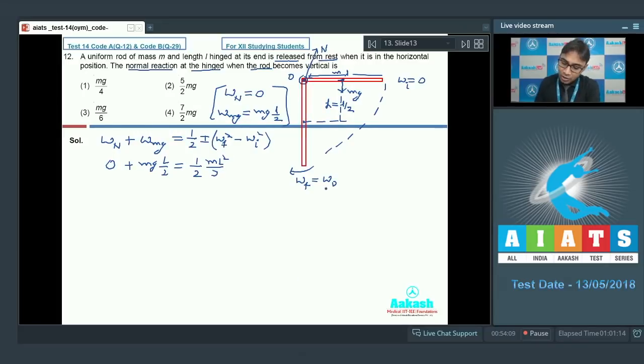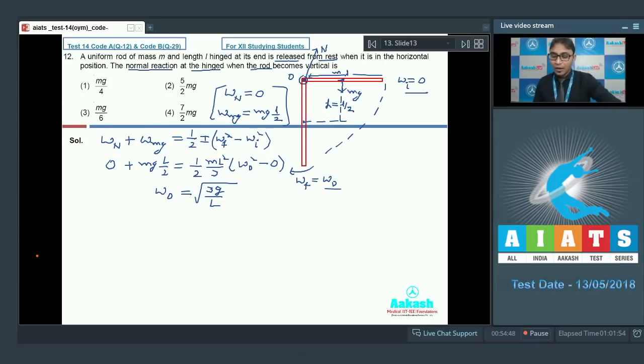And what is omega final? Omega final is omega naught. And what is omega initial? Omega initial is 0, right? So by solving this, we can say that omega naught will be equal to square root of 3g by L. So this is the angular speed of the rod when the rod becomes vertical.